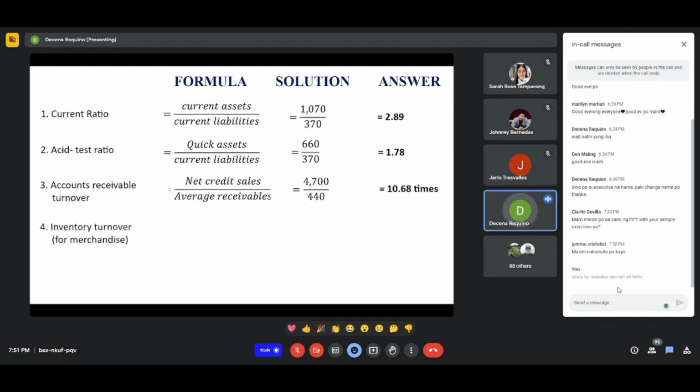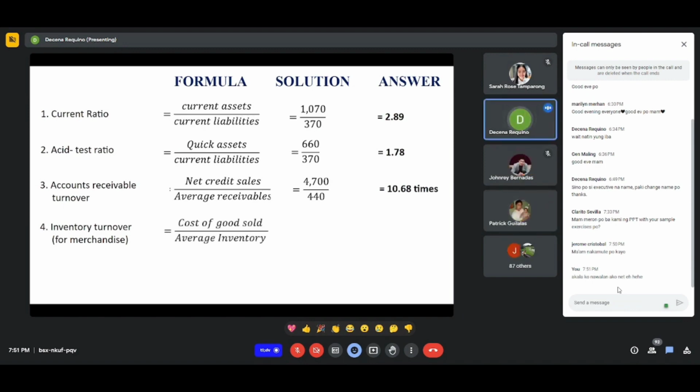Then, inventory turnover, ang formula niya, cost of goods sold divided by average inventory. Sa income statement natin, ang cost of goods sold is 2,300 divided by average inventory na 410. So, ang inventory turnover, 5.61 times.